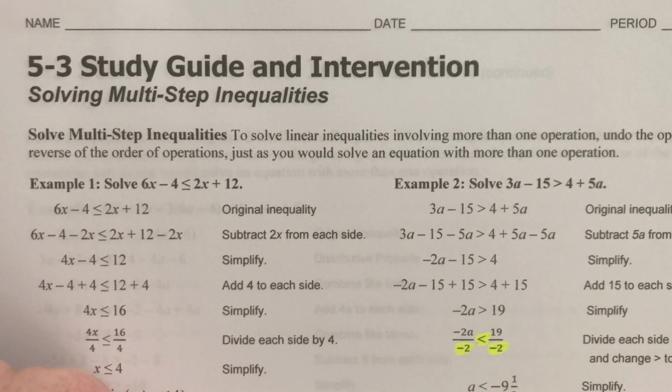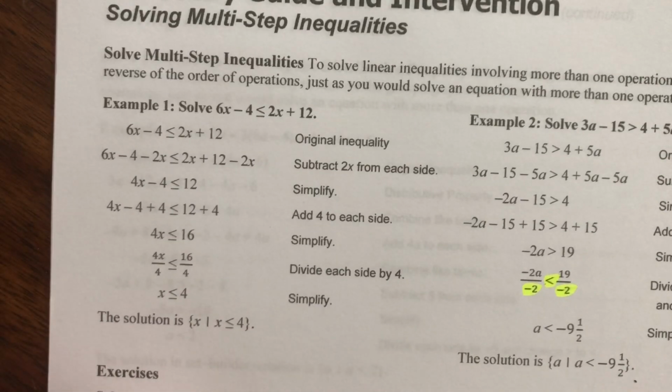5-3, chapter 5, lesson 3 is solving multi-step inequalities, just like solving multi-step equations. But remember, whenever you multiply or divide both sides of an inequality by a negative number, your sign flips. That's your only difference. So we're going to work on solving those. Okay, so we have a couple examples here.